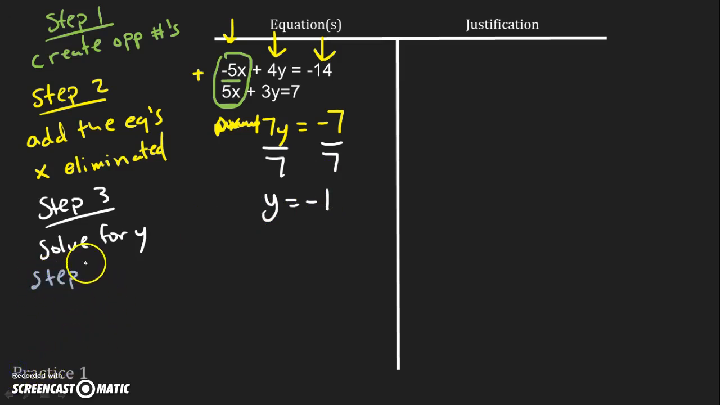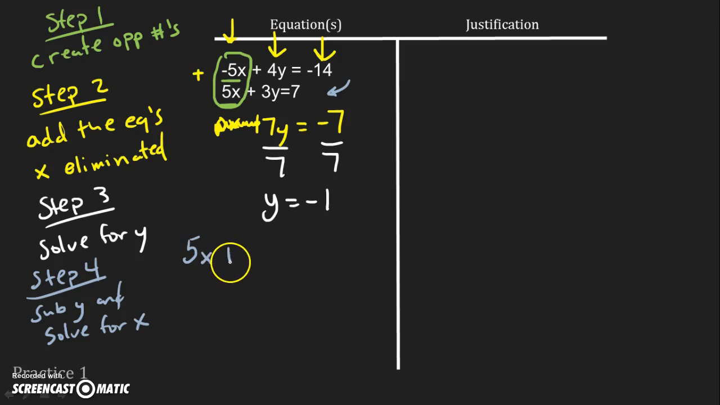Now the last step is the longest step. Step 4, we're going to substitute y and solve for x, because x was the variable that we don't know yet. So we can choose either equation to substitute y in for. I'm going to elect to use this bottom equation. So we've got 5x plus 3 times y, y is -1, so we can just say 3 times -1 equals 7.